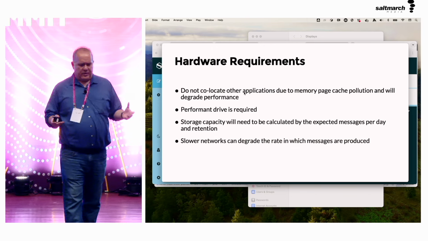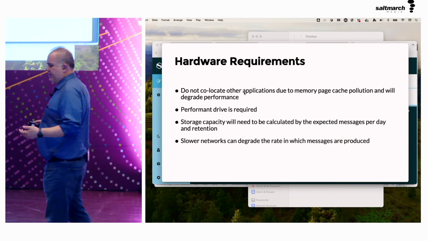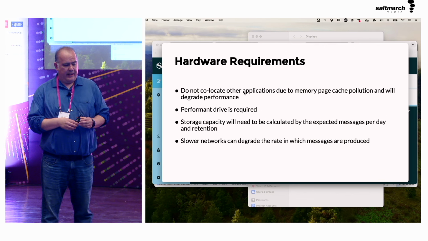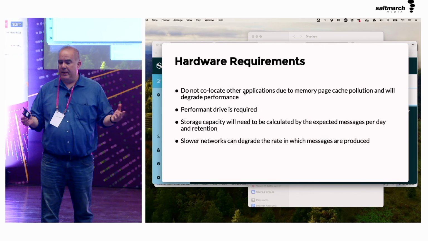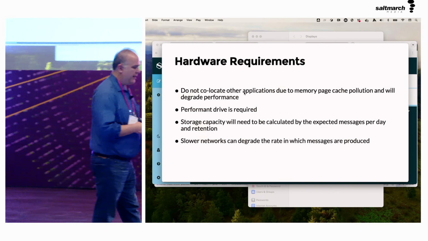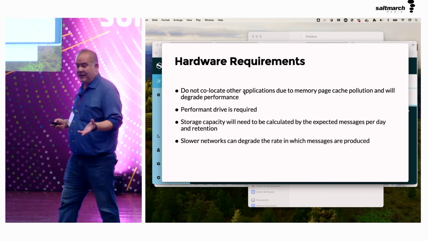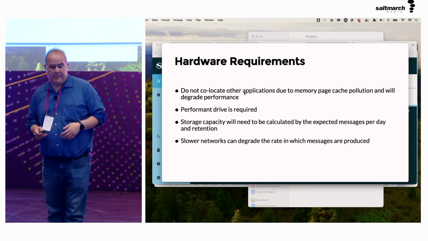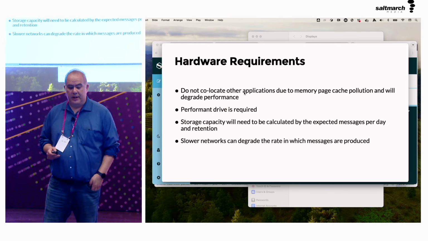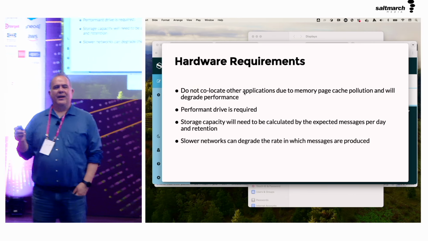If you're using cloud, a lot of this will be taken care of for you. I know Confluent, the backing company, has something called Confluent Cloud that would take care of all that for you. But if you're doing this in-house or on-prem, some things to consider, you're going to have to spend some money on it. Good hard drives, good network are going to be essential. Obviously, storage. If you're going to be storing this a lot, you'll need some good quality storage. Important one here, do not co-locate your applications due to memory page cache pollution. What is that? Well, here's the thing.